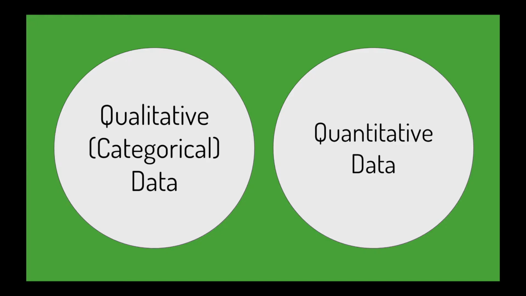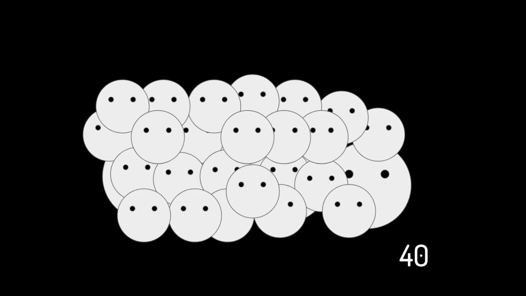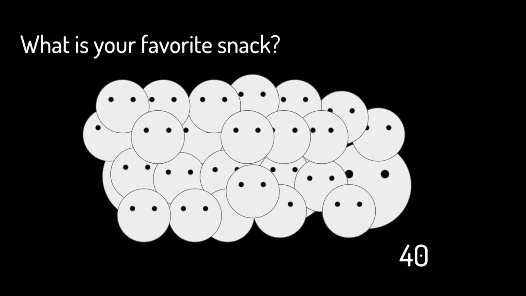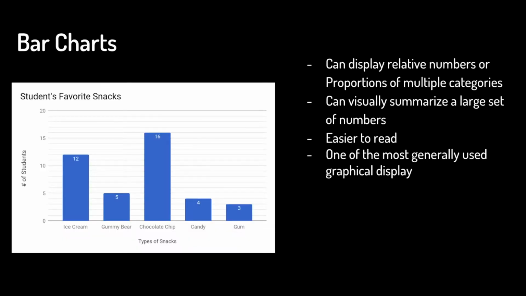But just because a value is numerical doesn't mean that it is necessarily quantitative. So here, let's assume that we have made a survey asking students what their favorite snack is, with different possible categories: ice cream, gummy bear, chocolate chip candy, and gum. Let's see how it would look when we make the survey data into a bar chart. The benefit of the bar chart is that it can display relative numbers or proportions of multiple categories, and it can visually summarize a large set of numbers.